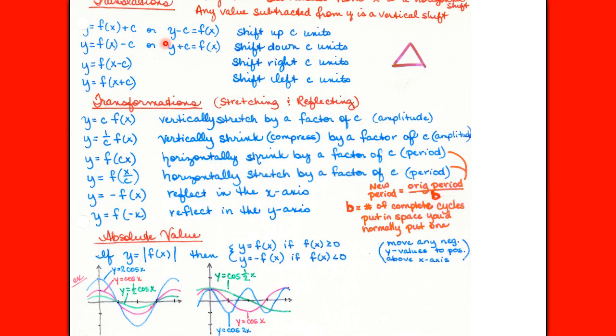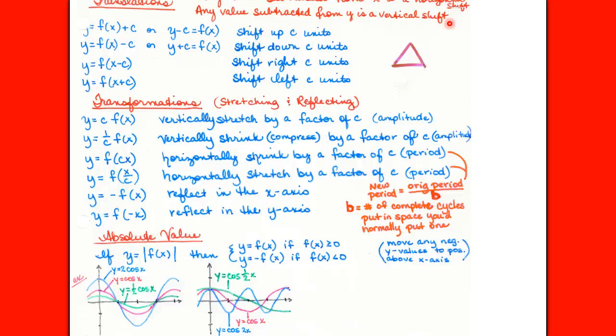An easy way to remember this, we talked about in the past, is that any value subtracted from x is going to be a horizontal shift, and any value subtracted from y is going to be a vertical shift. Any value subtracted from x is going to be a horizontal shift. Any value subtracted from y is going to be a vertical shift.